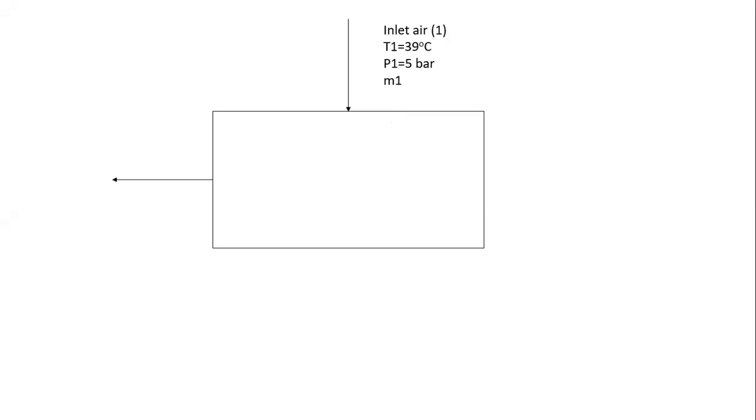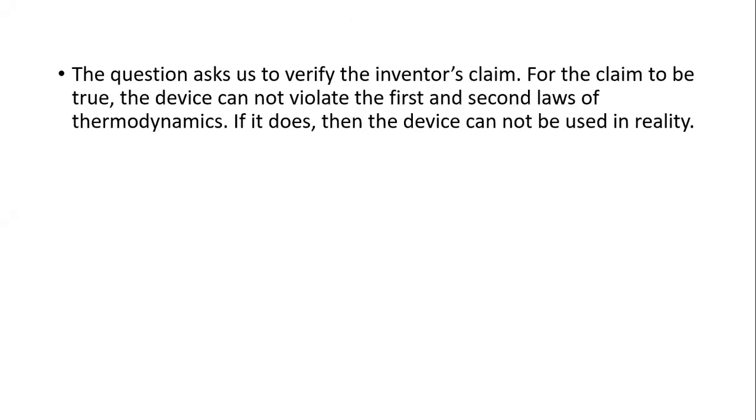Now the inventor is saying that there's one stream that is going to come out. That's going to be a cold stream, coming out at 18 degrees Celsius and at 1 bar. It also has its flow rate M2. Then there's a hot stream that will come out at 79 degrees Celsius, also at 1 bar, and it has its flow rate M3. So now we are being asked to verify the inventor's claim.